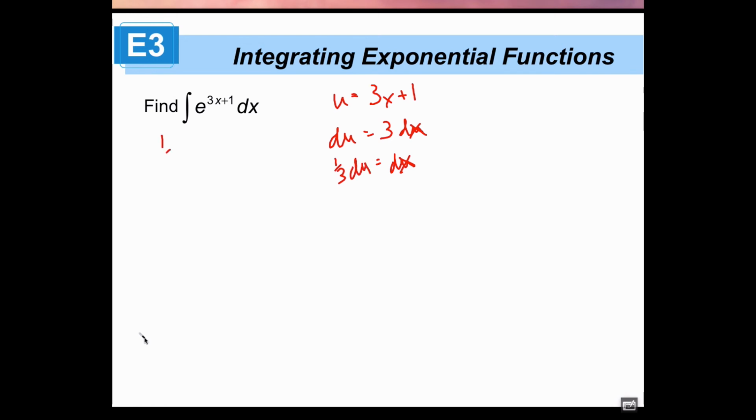Therefore, this becomes 1/3 times the integral of e to the u du. What's the integral of e to the u? E to the u. Times 3. Plus C. Indefinite integral, gonna have that plus C on it.